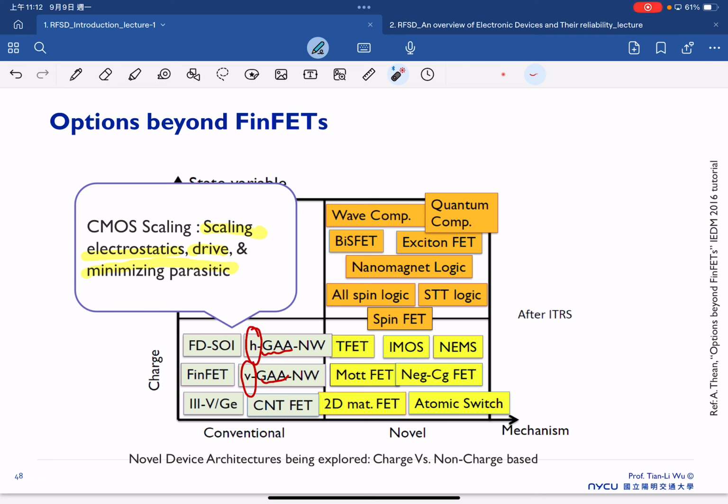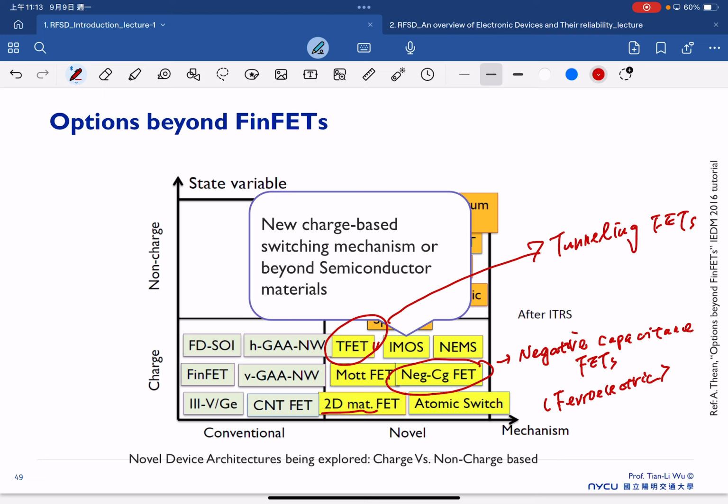And we also have the 2D material FET here. So these are all transistors based on a new type of operation or on a new material, that can possibly become the new technology that can replace the FinFET.